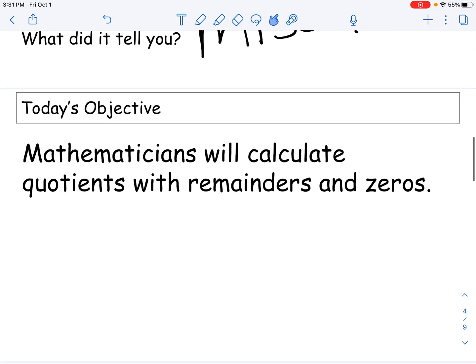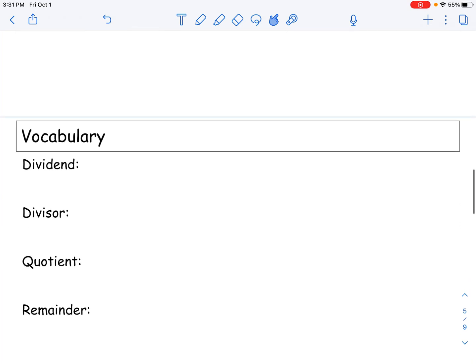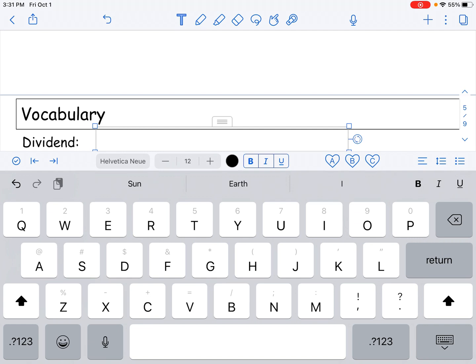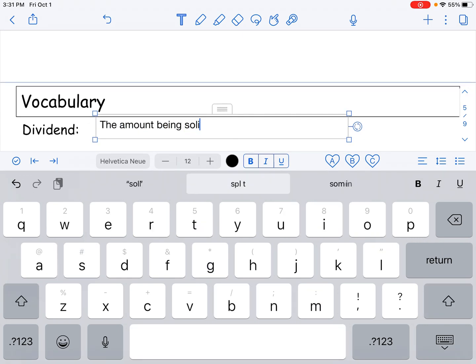All right. We're going to calculate quotients with remainders and zeros today. So it's the final step, putting it all together. Now remember, dividend is the amount being split into groups.